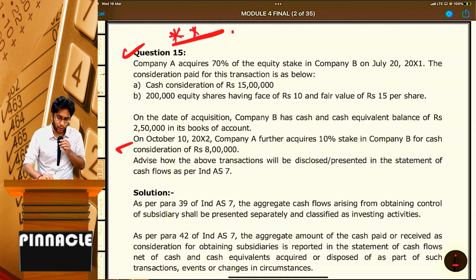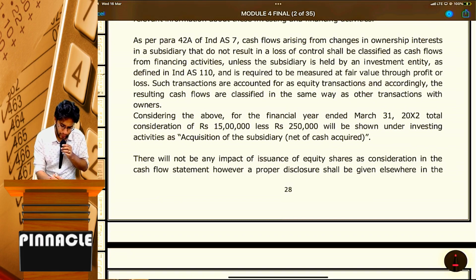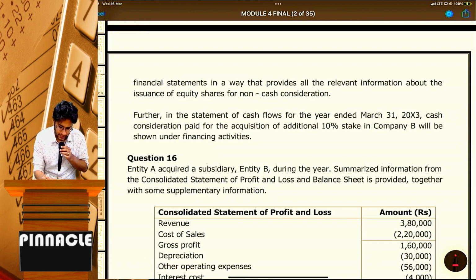Next, on October 10, 2002, Company A further acquires a 10% stake in Company B for cash consideration of 8 lakhs. Further acquires means B is already a subsidiary. In the subsidiary, he further purchased a 10% stake. This is a transaction with NCI. NCI are equity shareholders of the entire group. So obviously this will be shown under financing activity. 15 lakhs less 2,50,000 will be shown under investing activity. And the additional 10% stake you purchase must be shown under financing activity.